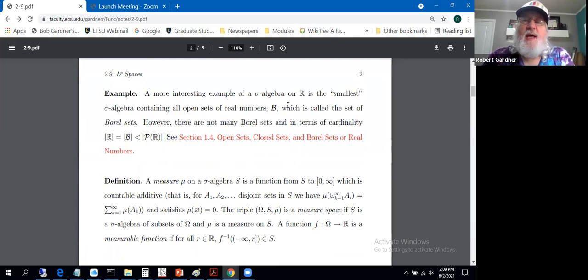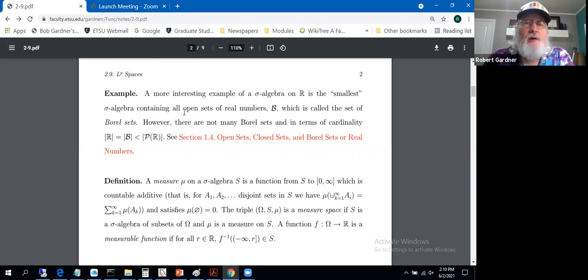A more interesting example of a sigma algebra is on this set R, which we'll use exclusively, or at least almost exclusively. We'll be considering subsets of the real numbers and Lebesgue measures and Lebesgue integration as relates to those sets of real numbers. But a sigma algebra on the set of the reals of interest is the smallest sigma algebra containing all open sets of real numbers. We'll denote it with a calligraphy B. These are called the Borel sets. So I dare you to think of a set of real numbers that's not a Borel set.